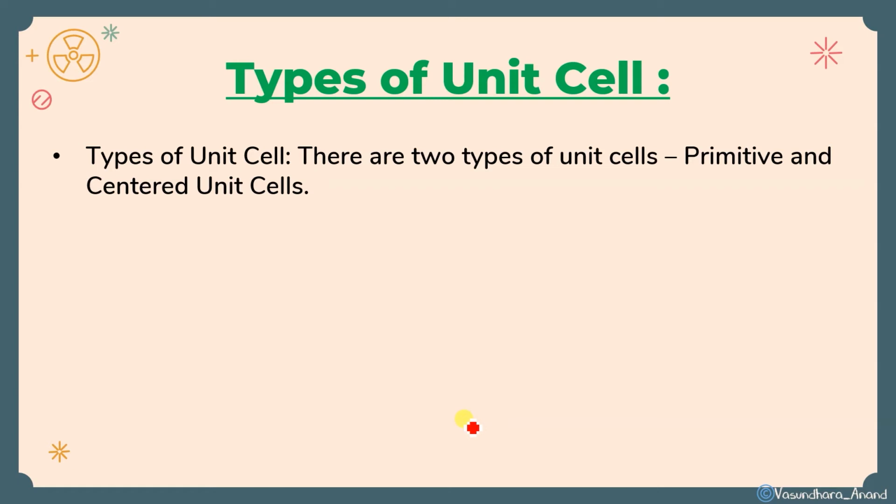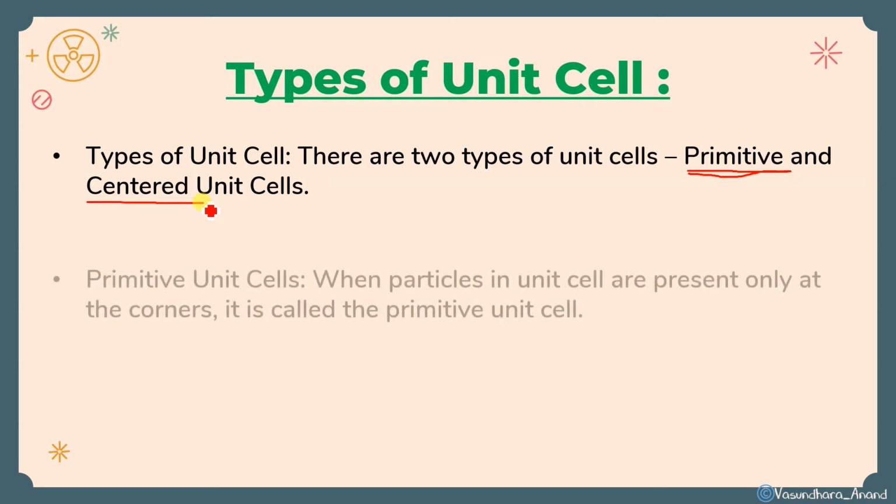Now the types of unit cell. There are 2 types of unit cell. One is called primitive, another is called centered unit cell. Primitive means the lattice points will be only at the corners. Centered means that along with the corners of that unit cell, there will be a lattice point at the center of some other part as well. Got it? So let's see.